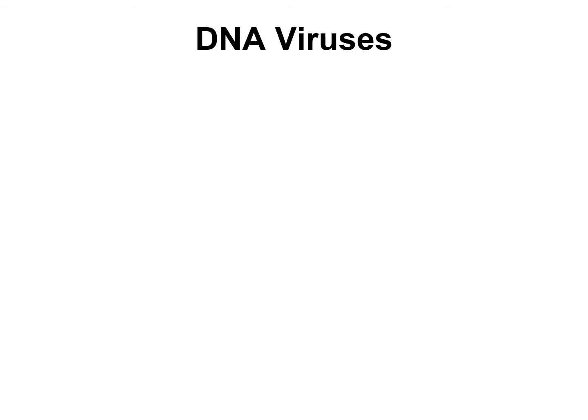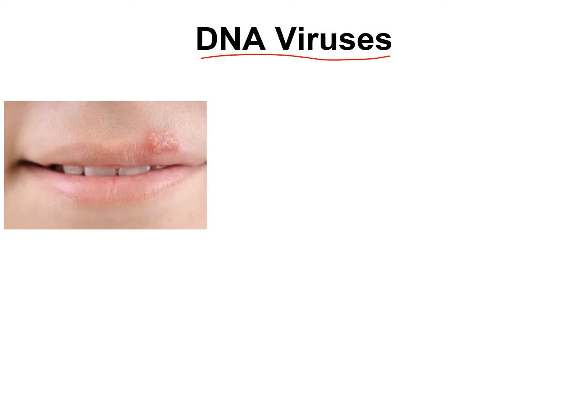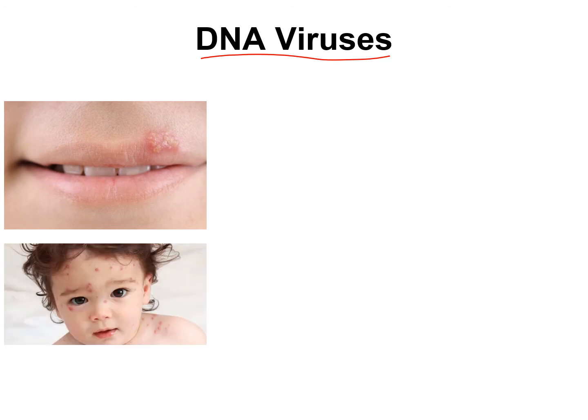Now what I want to do is go through the DNA viruses. On your list of microbes to memorize, you have several DNA viruses that you need to know. First are the herpes viruses. You have herpes simplex 1, which is the cold sore, herpes simplex 2, which is the STD, and also chickenpox. Remember that chickenpox is actually a type of herpes virus.